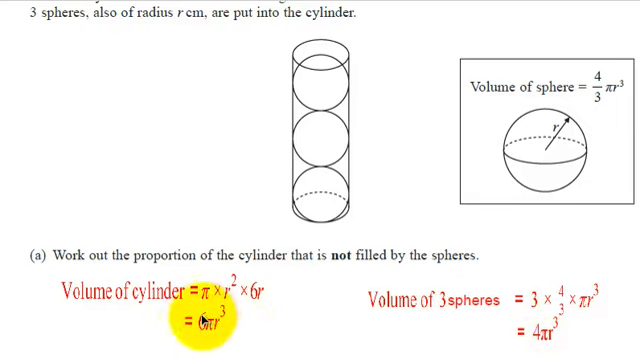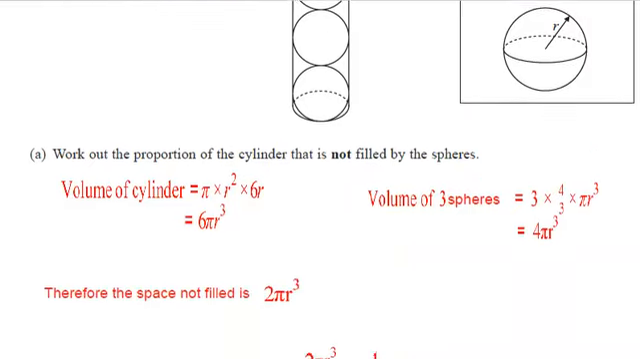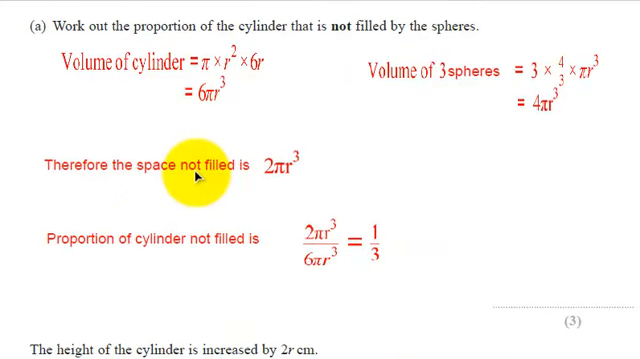The maximum volume of the cylinder is 6 pi r cubed. Therefore, the space not filled is 2 pi r cubed. It's what you have to add to 4 pi r cubed to get to 6 pi r cubed. The question asks for it as a proportion not filled, so it's 2 pi r cubed over the maximum possible volume, which is 6 pi r cubed. The pi r cubed cancels out, and 2 over 6 simplifies to 1/3. So the proportion of the cylinder not filled is 1/3.